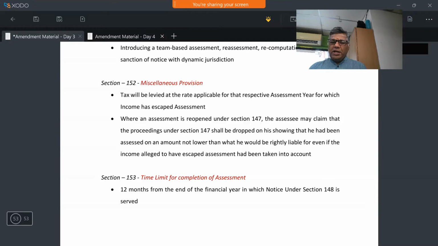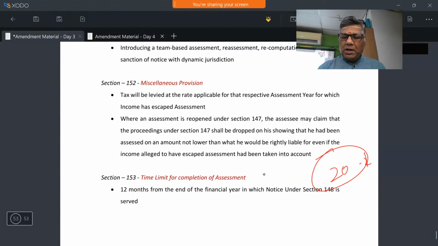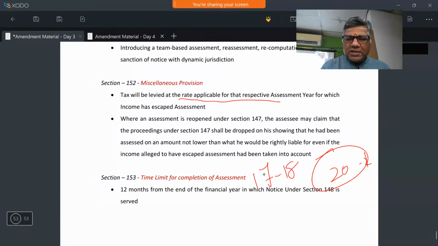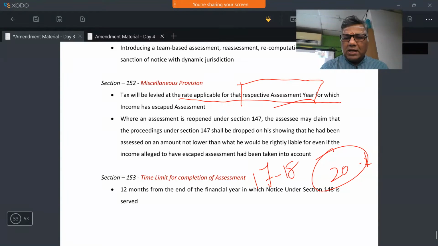Okay, miscellaneous provision says at what rates it is taxable. Okay, so I am opening in 2021 an assessment of 17-18. So at what rate will I tax this? Okay, tax will be levied at the rates applicable for the respective assessment year for which the income has escaped, not at the rates of the current year. It will be respective assessment year.